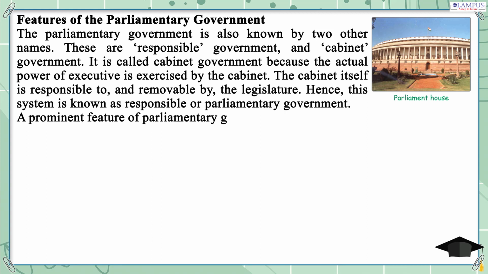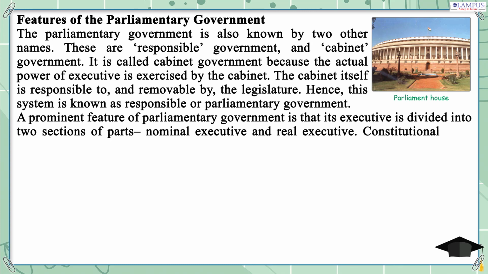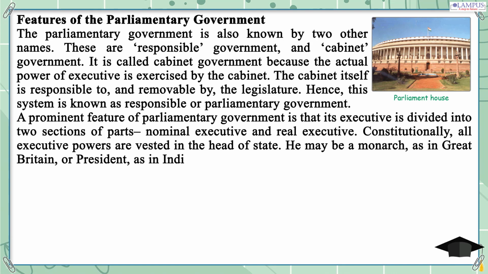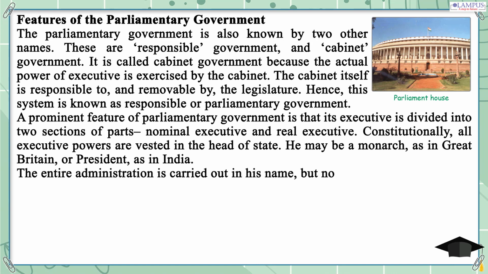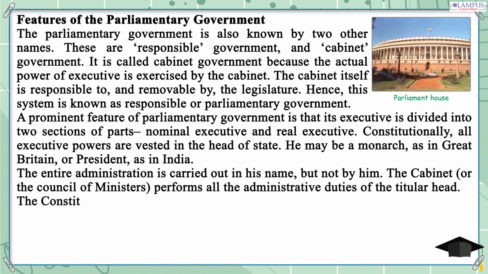A prominent feature of parliamentary government is that its executive is divided into two sections or parts: nominal executive and real executive. Constitutionally, all executive powers are vested in the head of state. He may be a monarch, as in Great Britain, or president, as in India. The entire administration is carried out in his name, but not by him. The Cabinet, or the Council of Ministers, performs all the administrative duties of the titular head.